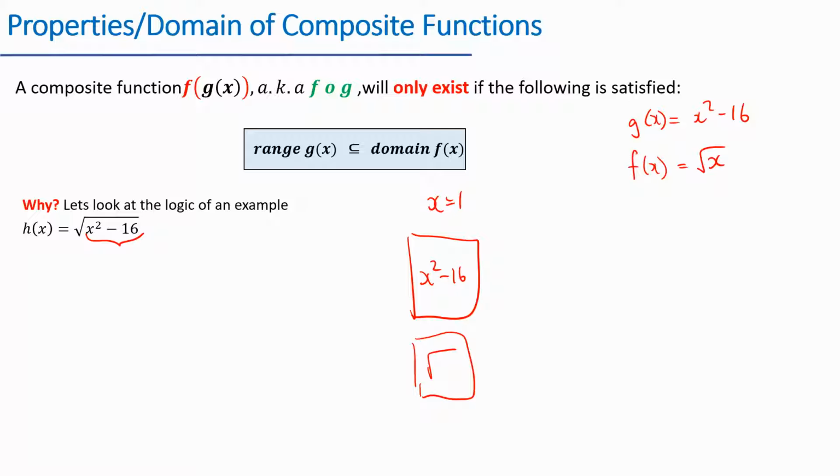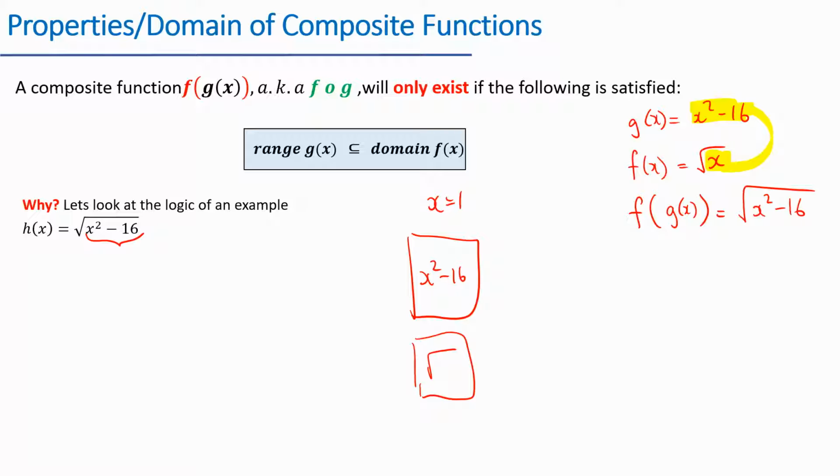So when I say f of g of x, it clearly makes sense that I'm going to substitute x squared minus 16, which is here. That's my x squared minus 16. I'm substituting in here, replacing the x. And that's how you get, I'm going to write it in red again, root of x squared minus 16.